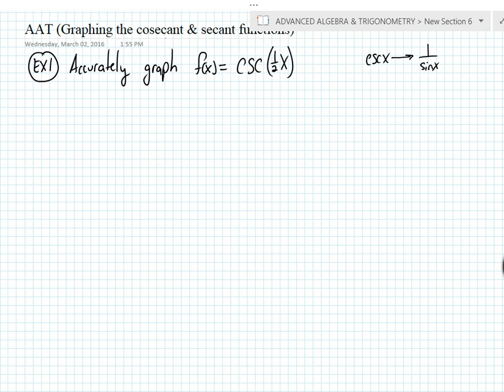So the very first thing that we're going to do is state the period of this. Just like before, the same thing works. The general period for cosecant is 2 pi. But we're going to divide that by the coefficient on the x term. If we divide by 1/2, again, that's the same thing as multiplying by its reciprocal. So we know that the period of this function will be equal to 4 pi.